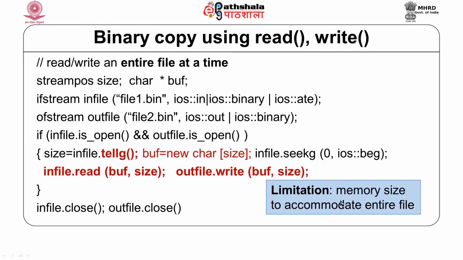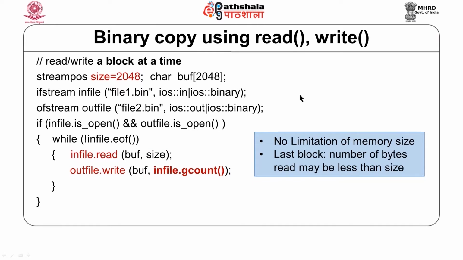The only problem may be when the size of the file is very large and the memory cannot be allocated when we say buff is equal to new char size. So, in such a case it is better to use reading or writing of some small chunk of bytes. Let us see here, we are considering a block of size 2048, it can be larger than this also or smaller than this. In this example, we have considered 2048. So, the memory is also allocated into the buff of 2048 bytes.